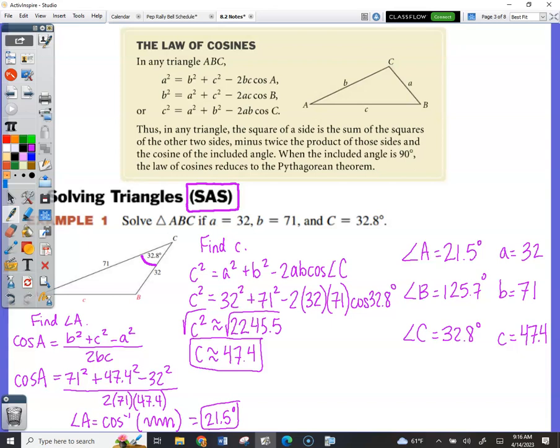On Monday, I plan to just come back and keep going through it, but I just wanted you to know that you're not missing anything new. It's just us going to another law of cosines problem. Okay?